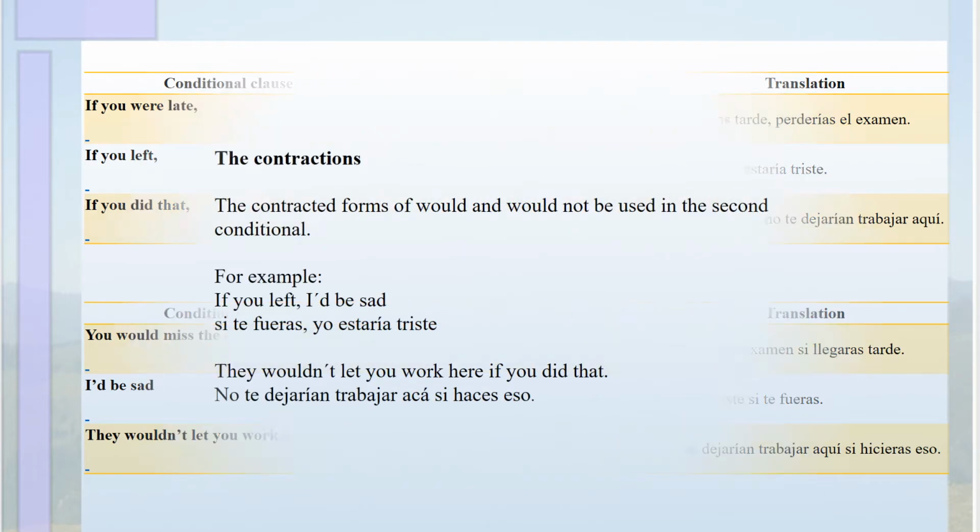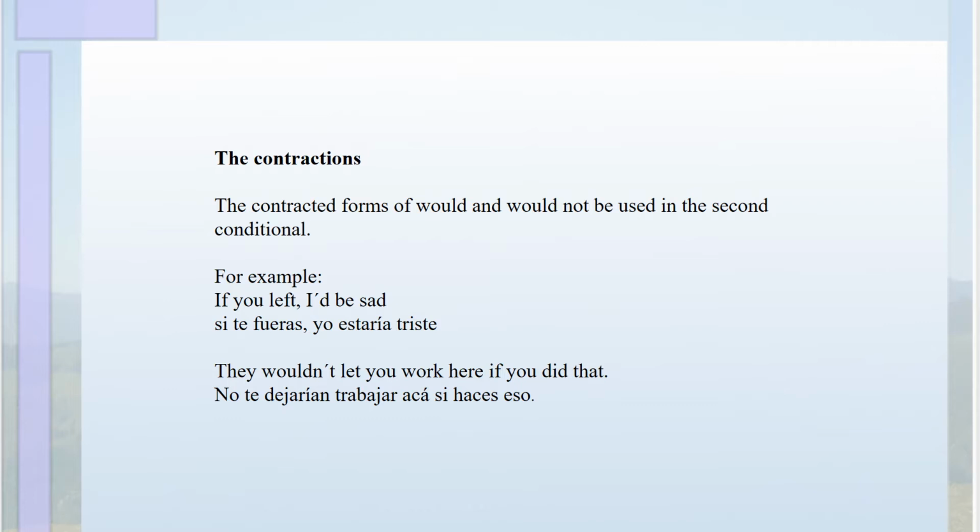The contractions. The contracted forms of would and would not can be used in the second conditional. For example, if you left, I'd be sad. Si te fueras, yo estaría triste. They wouldn't let you work here if you did that. No te dejarían trabajar acá si haces eso.